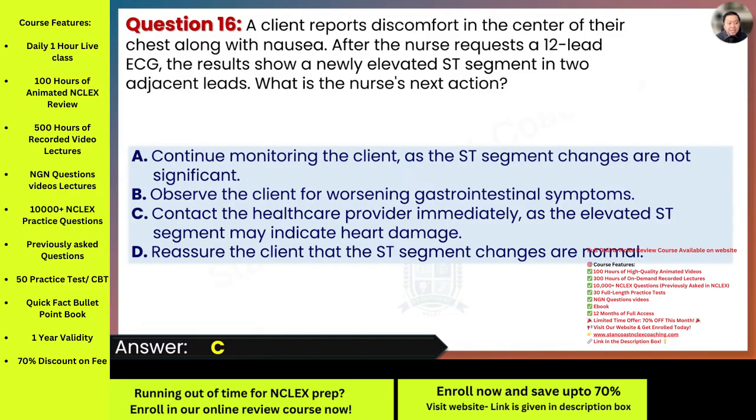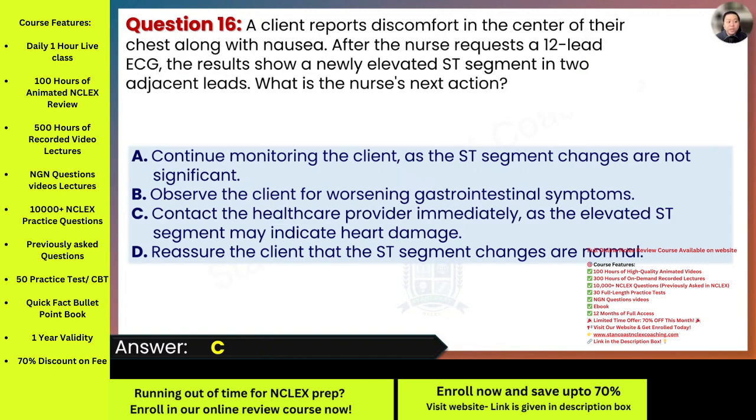For letter B, observe the client for worsening gastrointestinal symptoms. We know that nausea can be associated with heart problems. And so the priority here is to address the possible myocardial injury, not GI symptoms. Now, letter D is also incorrect. Reassure the client that the ST segment changes are normal. No. ST segment elevation is not normal, and this is a sign that something serious is happening, such as a heart attack. And so this is misleading your client, and this can also delay any critical care.